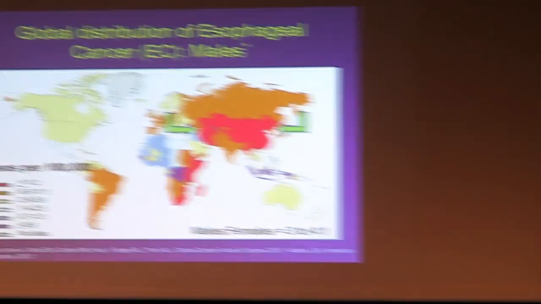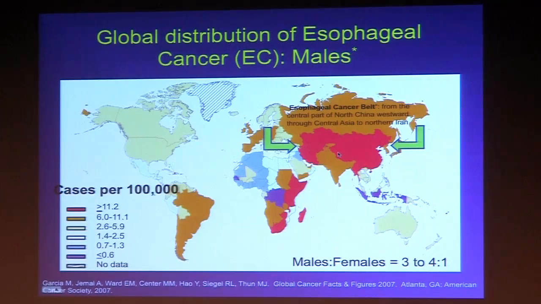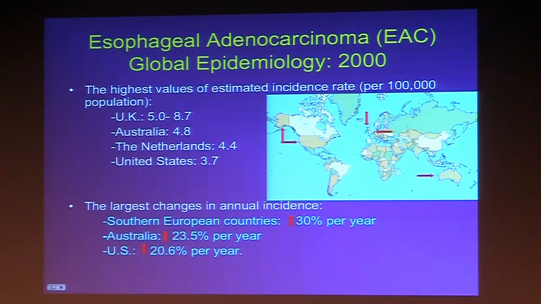But if you look worldwide, most people have something called squamous cell cancer that's associated more with tobacco and alcohol use, and very few people actually have this adenocarcinoma. And if you take a look at the distribution, it's quite interesting. Most of the squamous cancer occurs in Asia, the Middle East, and parts of Africa. But adenocarcinoma, which is what Barrett's can turn into, is really a disease of the Western world or more industrialized countries. So you see it in Australia, you see it in Europe, you see it in North America, okay?